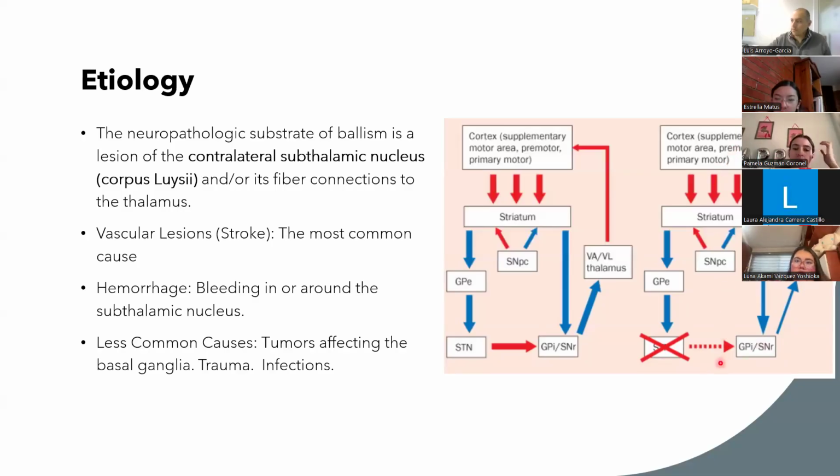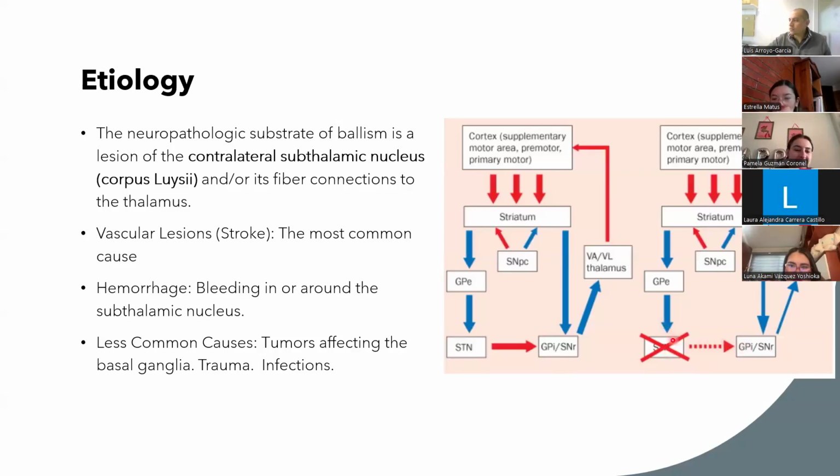But my question is, if the globus pallidus externus normally is inhibiting the subthalamic nucleus, wouldn't it still lower the excitation of the globus pallidus internus? Interno? I don't know how to say it.